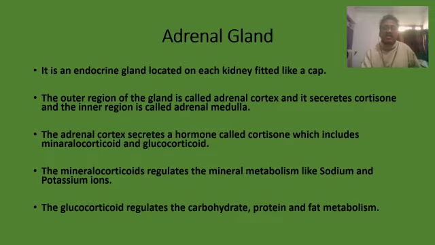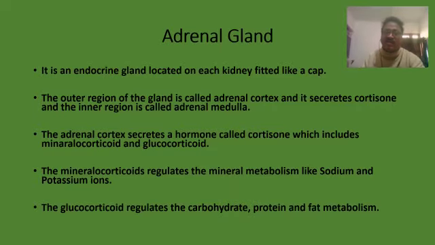Adrenal gland. It is an endocrine gland located on each kidney, fitted like a cap. So when you state the location of the adrenal gland, you must specify that it is fitted like a cap. The outer region of the gland is called the adrenal cortex and it secretes cortisol, and the inner region is called the adrenal medulla and it secretes adrenaline.